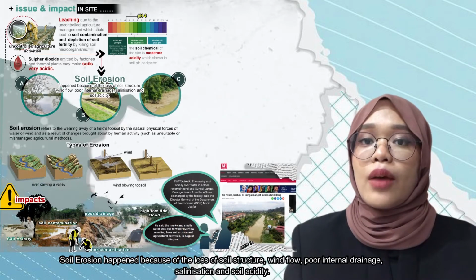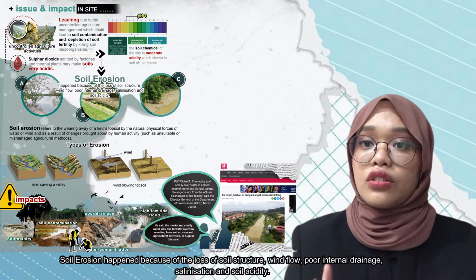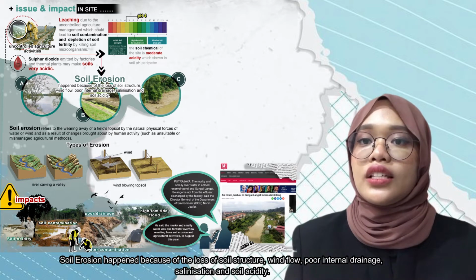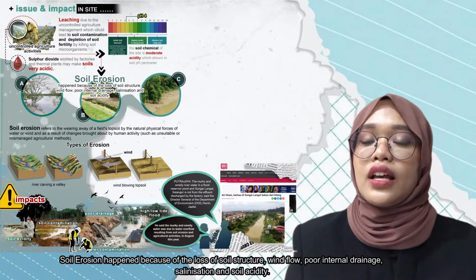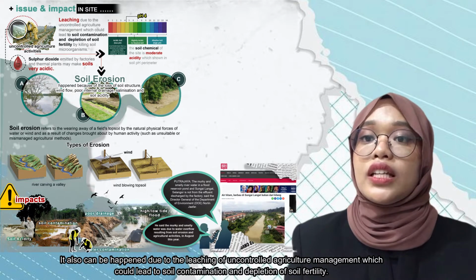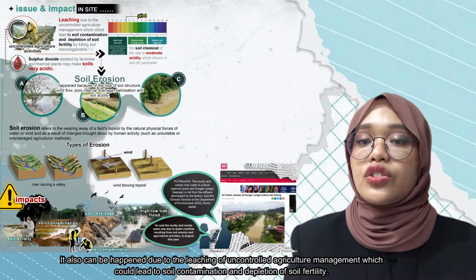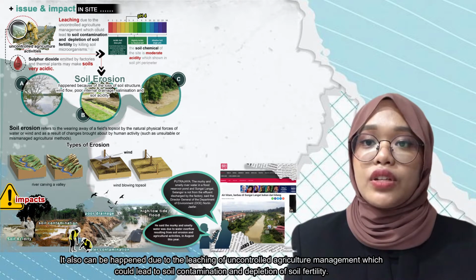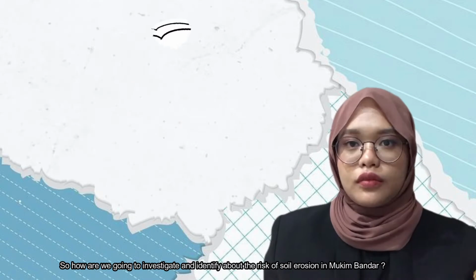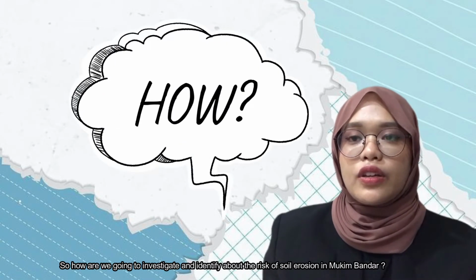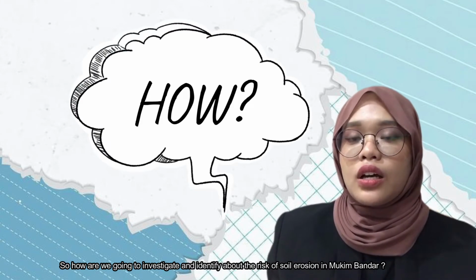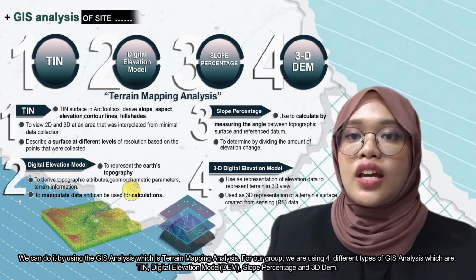Soil erosion happened because of the loss of soil structure, wind flow, poor internal drainage, salinization and soil acidity. It can also happen due to the leaching of uncontrolled agricultural management, which could lead to soil contamination and depletion of soil fertility. So, how are we going to investigate and identify the risk of soil erosion in Bukit Bandar? We can do it by using detailed GIS analysis, which is terrain mapping analysis.